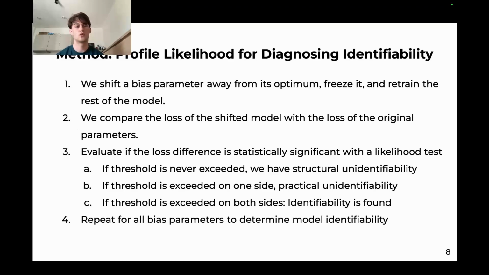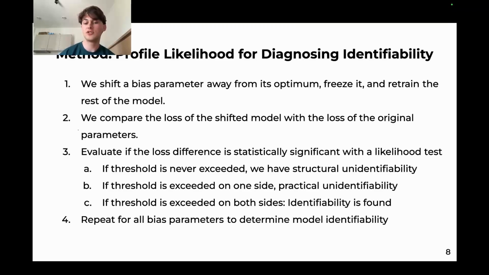So what we do is quite straightforward. We shift a value of a bias parameter away from its optimum, we freeze it, and then we retrain the rest of the model. We then compare the loss of the shifted model with the loss of the original parameters and evaluate if the loss difference is statistically significant with the likelihood test. And importantly, we shift in two different directions, so we can shift a value up and a value down.